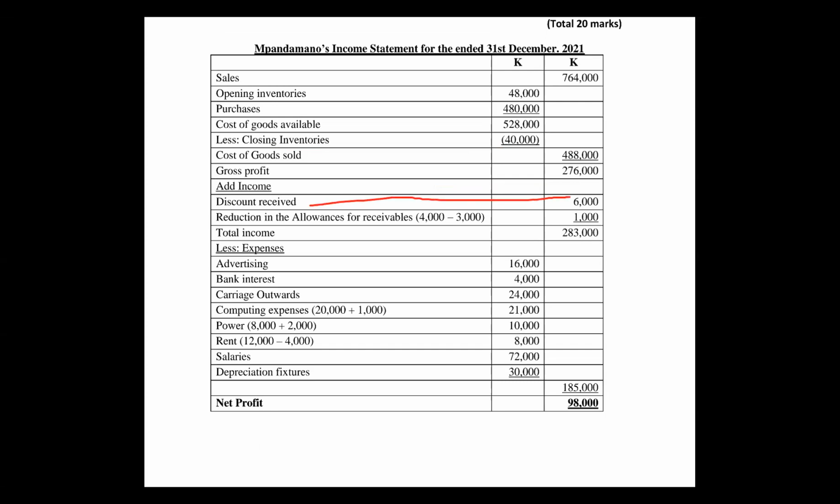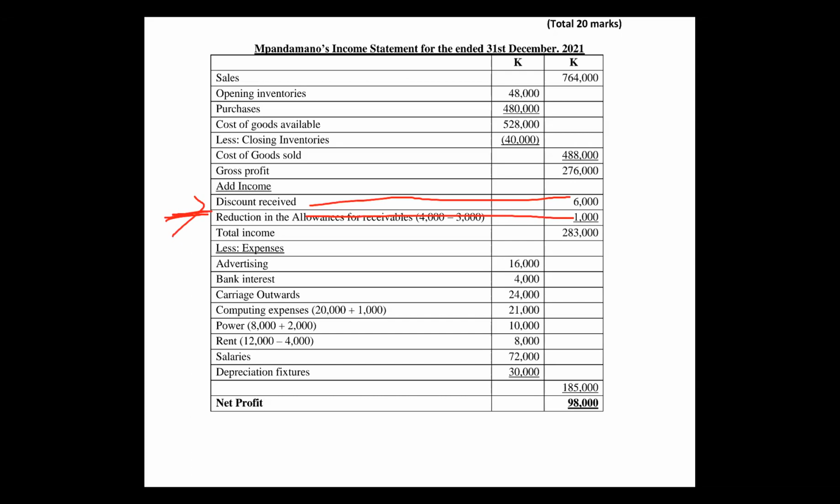You add discount received. Then the other thing that you add to the other incomes is the reduction in allowance for receivables. What we mean by reduction in allowance for receivables, this 1,000, where it comes from, it simply means that the allowance for receivables reduced, and you had this 1,000. Is that clear?